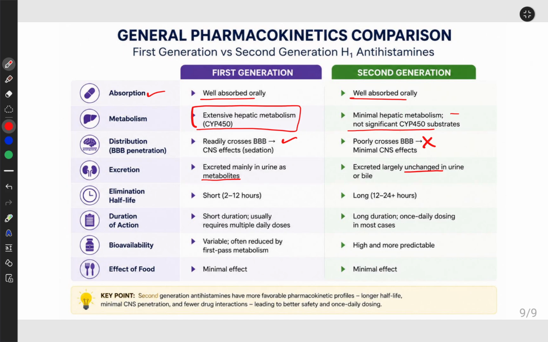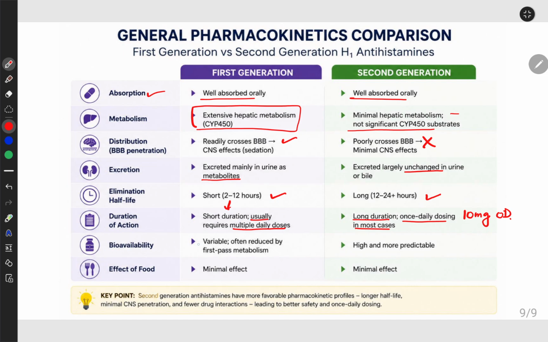First generation tend to have a shorter half-life, whereas the second generation tend to have a longer half-life. The result of the shorter half-life is that they have a short duration of action. Therefore, if you are using a cough medication containing first generation drugs like chlorpheniramine or diphenhydramine, you will require multiple daily doses. Whereas the second generation are long duration products and they only require once daily dosing in most cases. For example, cetirizine tablet is taken at a dose of 10 mg once a day.